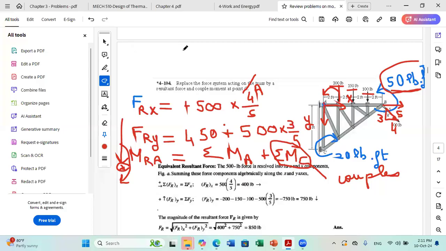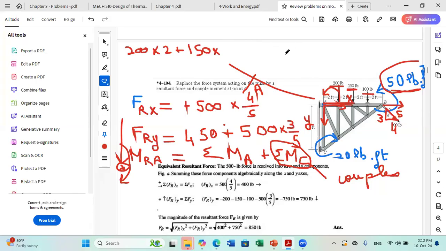Plus, for the second force of 150, what is the distance to A? Here you just have to take the perpendicular distance. So 2 plus 2 is 4. So plus 150 times 4. Now for the 100 lb force, you multiply by the total distance, which is 6. So plus 100 times 6.